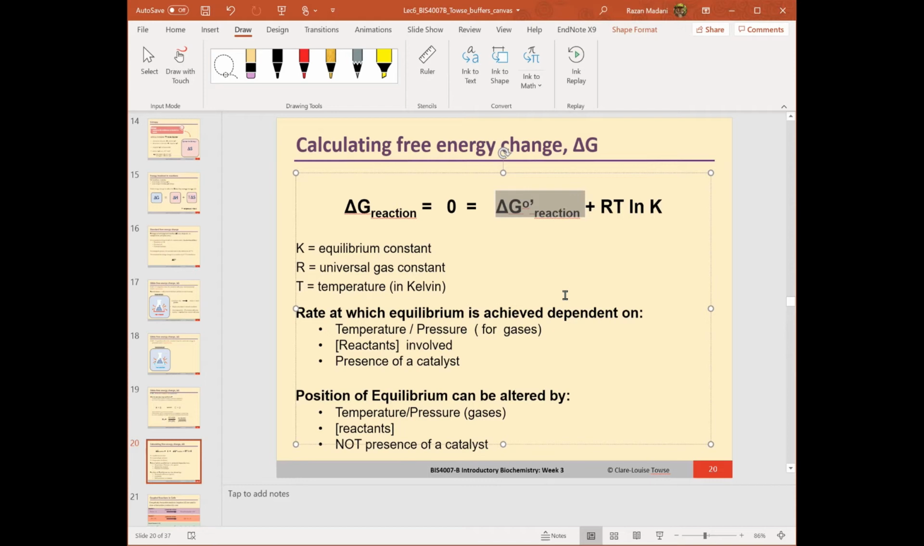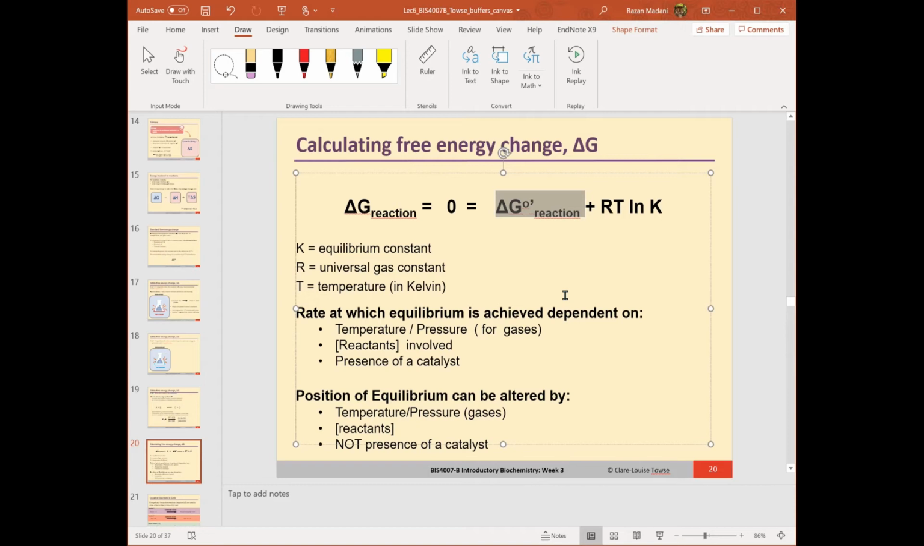Can I ask a question? After RT, is that ln K, like in the calculator where you just put log? Yeah, log. Okay, I thought it said in K and I was so confused. No, it's ln. Make sure you put it as an L.